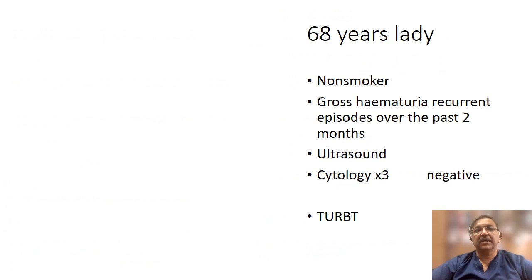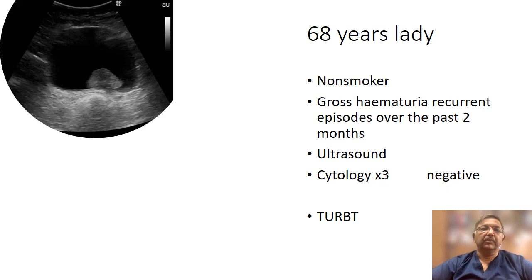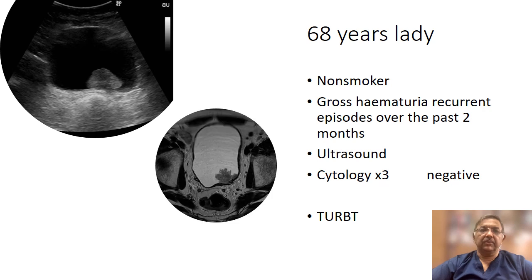Another case of a 68-year-old lady, non-smoker, gross hematuria, recurrent episodes over the past 2 months. The ultrasound again showed a posterior wall growth, looks rather solidish. Cytology ×3 was unremarkable, and she underwent MRI scan as well, which is shown here, which shows nice papillary configuration of the growth, and you can very clearly see the layers of the bladder.